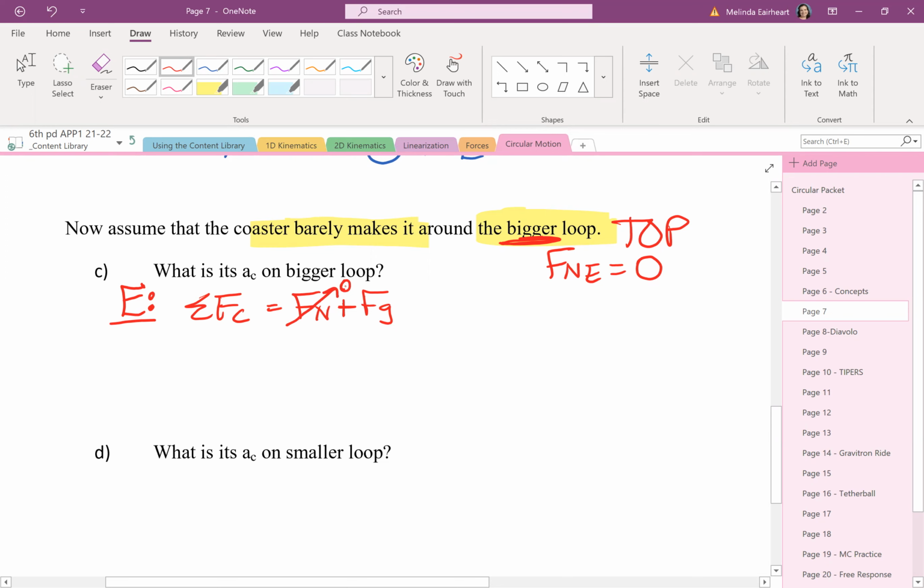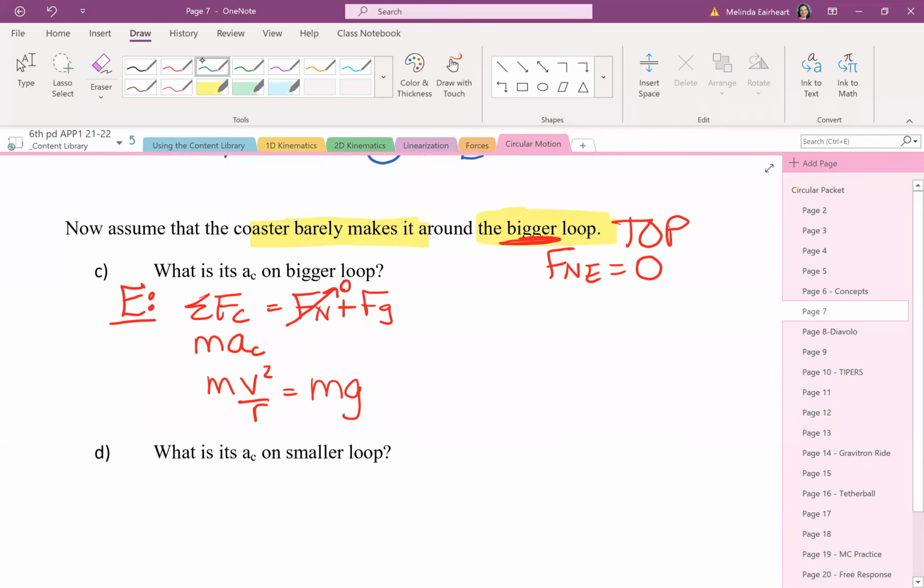F net equals ma, a_c equals v squared over r. On the right-hand side, F_g equals mg. Notice what happens. Mass cancels.